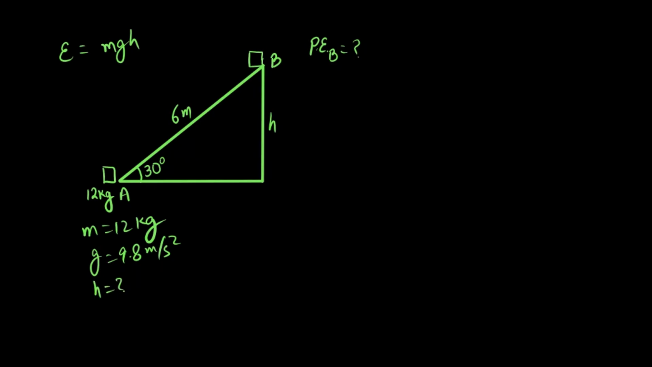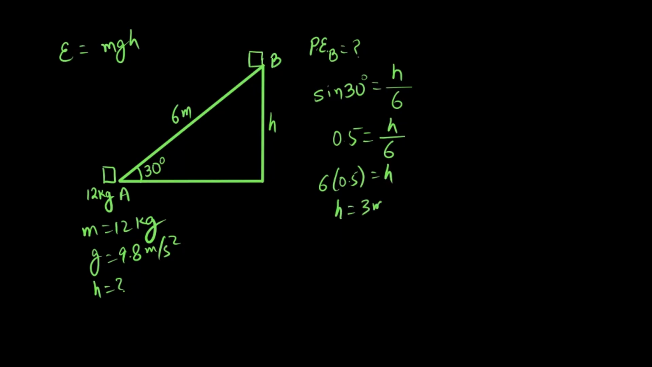If you notice, this is a right triangle and we know this angle and we know the length of the hypotenuse. So we can say that sine of the angle 30 degrees would be the length of this side, which is h, which is also the height, over the hypotenuse, which is 6. Sine 30 is 0.5 equals h over 6. So 6 times 0.5 is the height. 6 times 0.5 is 3. So height is 3 meters.